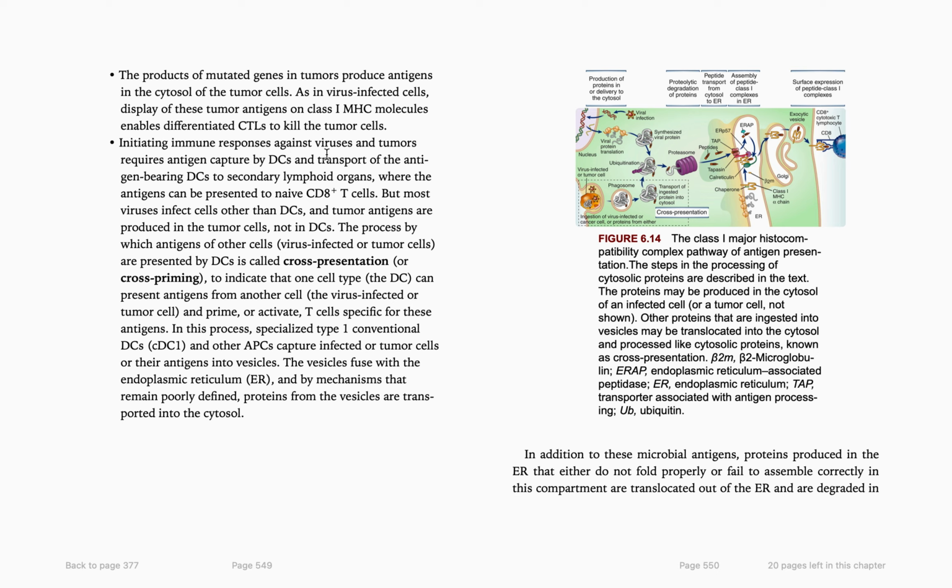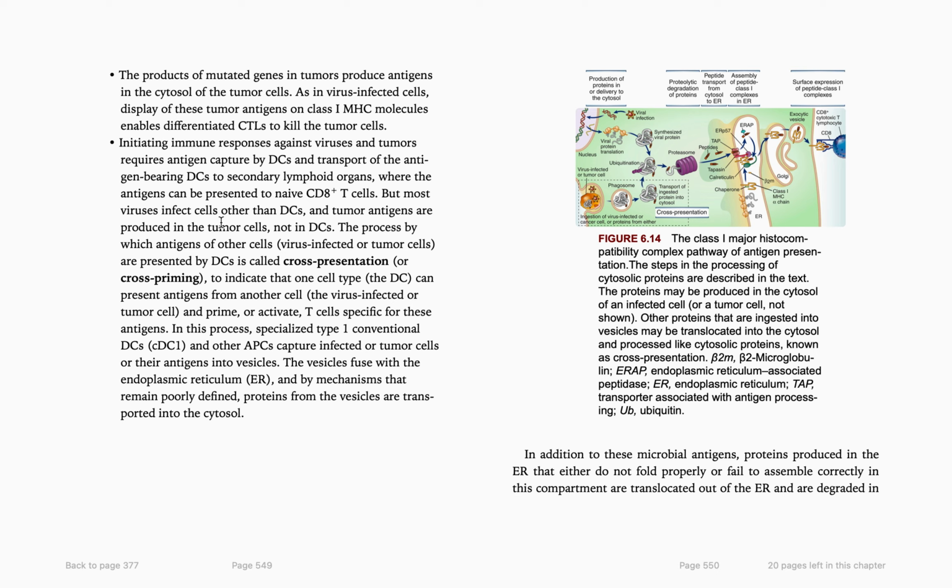Initiating an immune response against viruses and tumors requires antigen capture by dendritic cells and transport of the antigen-bearing dendritic cells to secondary lymphoid organs, where the antigen can be presented to naive CD8 T cells.